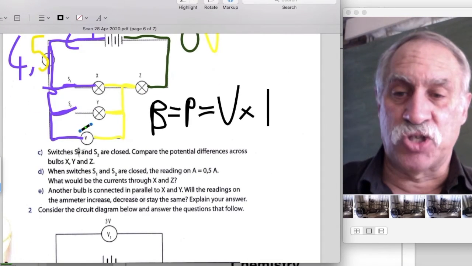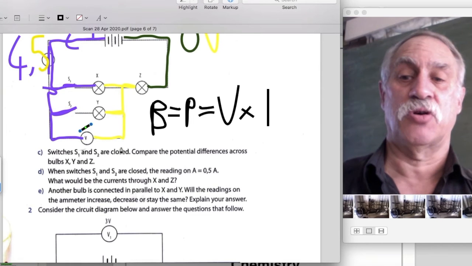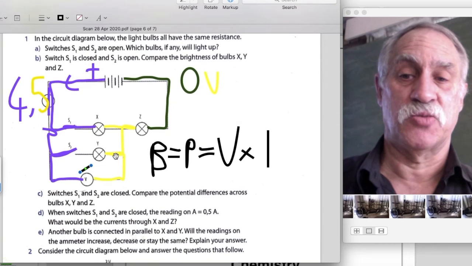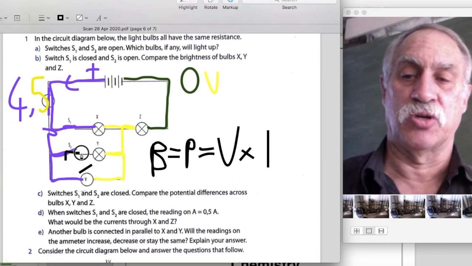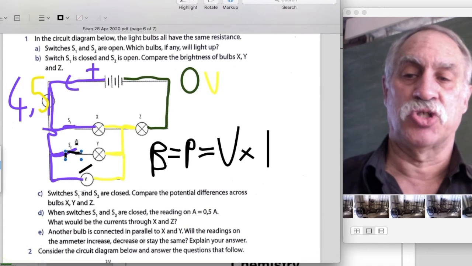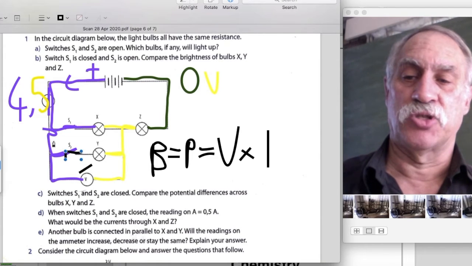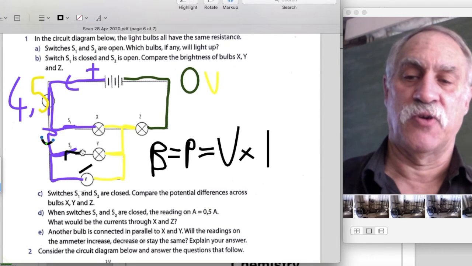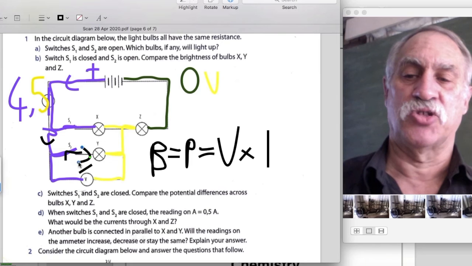Okay, now switches S1 and S2 are closed. Compare the potential difference across the bulbs X, Y, and Z. This is why you grade 11s and 10s must watch this video. Okay, so let's close the circuit. Now current can flow through. From there, it can flow also through there, and then it can flow through this bulb as well, now that the circuit is closed.